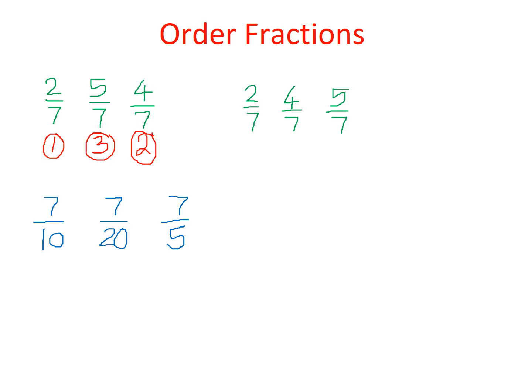Remember, with the same denominator, we just have to use the numbers on top to order them, from the smallest to the largest. Now, let's see. How do we order these ones now? Which one is the smallest? Wow. Did I hear you say 7 over 10? No. 7 over 10 is not the smallest. The smallest is 7 over 5.